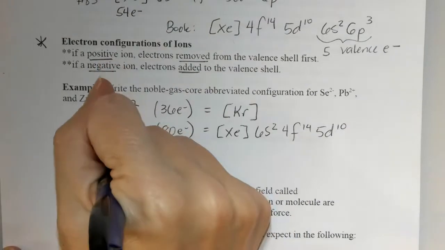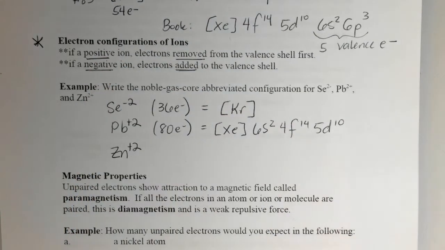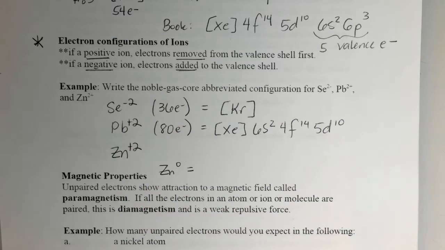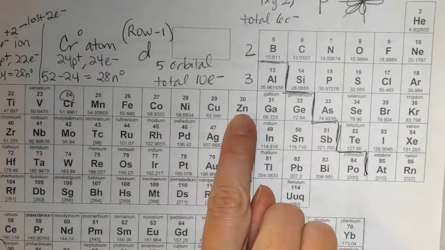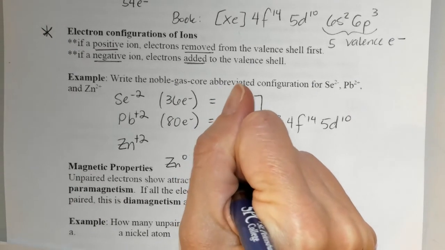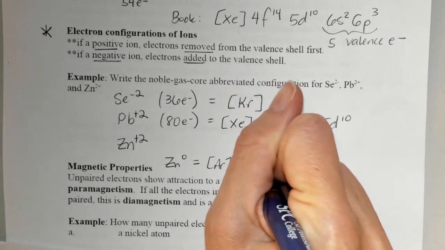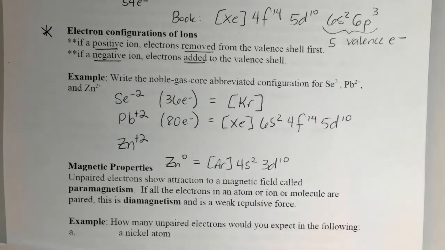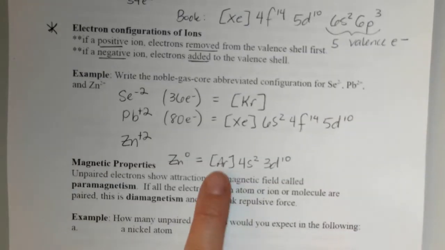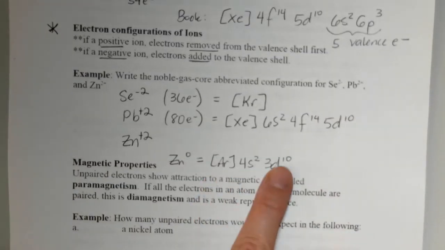Last one here is the zinc +2. And so this one is where I think it's going to look a little bit strange. What I'm going to do underneath is look at the zinc atom first. So for the zinc atom, we have the argon core, and then after that, we would have the 4s2, 3d10. There's my zinc atom. Argon has 18 electrons, there's 20, there's 30.